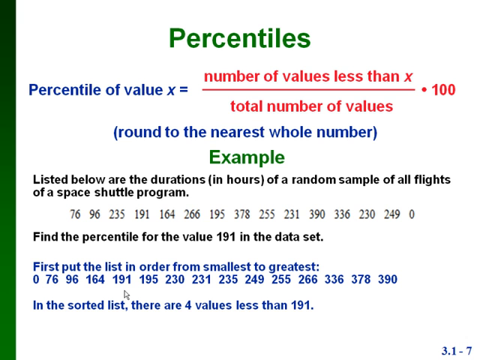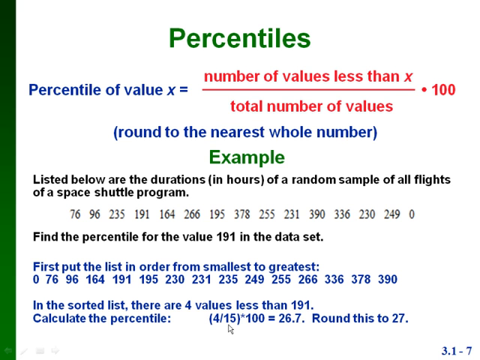So we're going to use the formula at the top of this slide. We're going to divide 4 by 15, since there are 15 values altogether in the list, multiply that by 100, and when we do that we get 26.7. We're going to round this up to 27. That means that 191 is the 27th percentile for this data set.